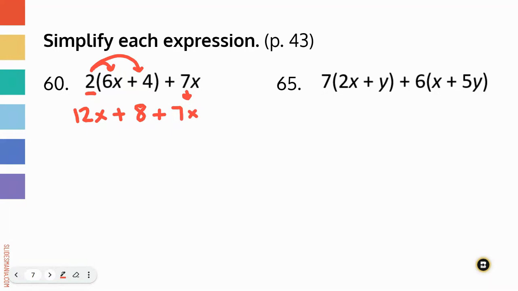Okay, then we want to combine our like terms. So we've got 12x and 7x that are like terms. So we're going to add those together. So 12 plus 7 is 19x. And then the plus 8 comes down.